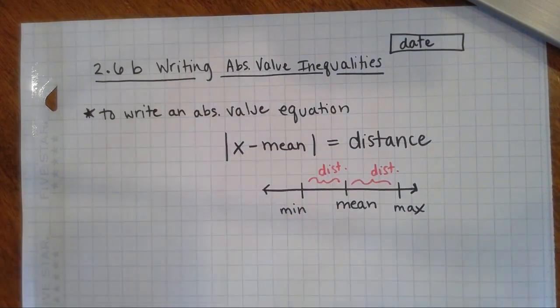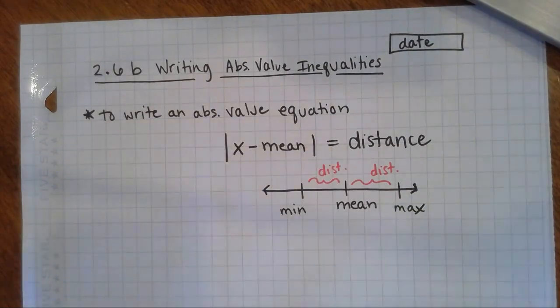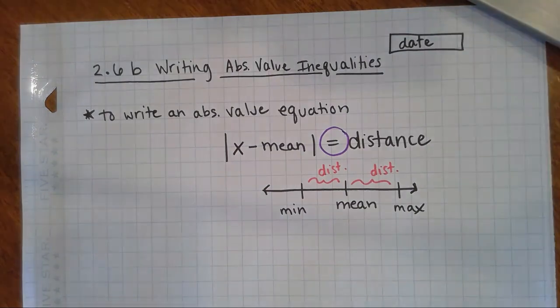Now the only difference with absolute value inequalities is that instead of having an equal sign here, we're going to have obviously an inequality sign. So we'll have greater than or less than, or greater than or equal to, or less than or equal to. So let's do a couple of examples.